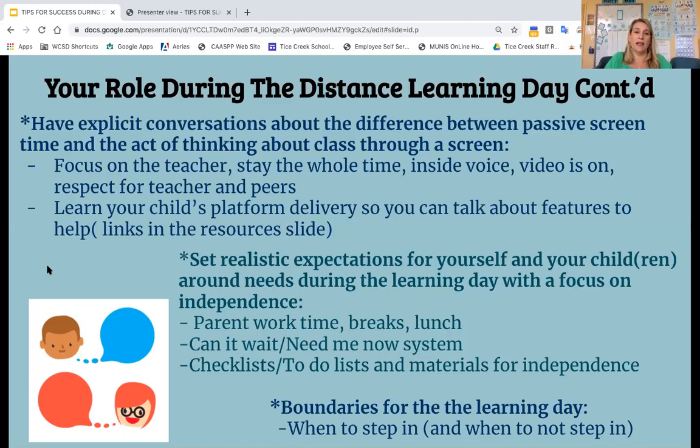It may be a cue, it might just be a little tap on the desk. It might be something like that. That's not going to be a yell or scream of they need you in that moment. So setting those expectations and practicing them before we start is huge. The other piece of this is there are going to be break times. And there is going to be lunchtime.